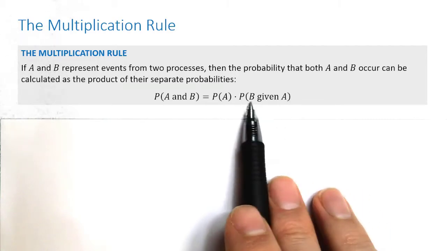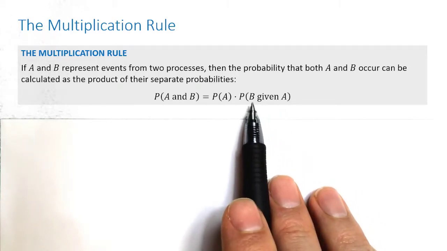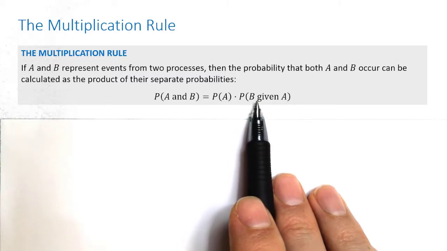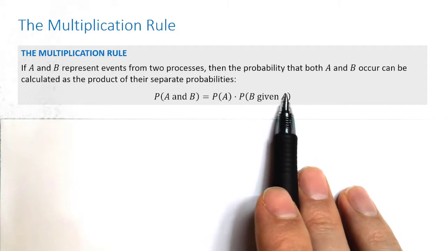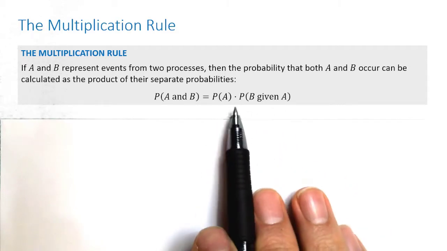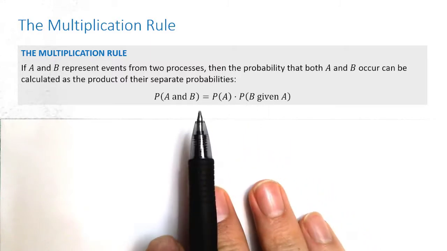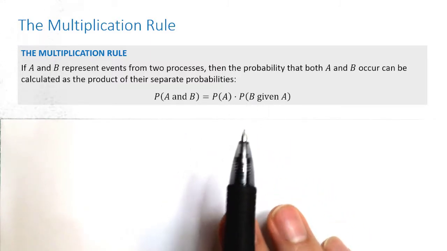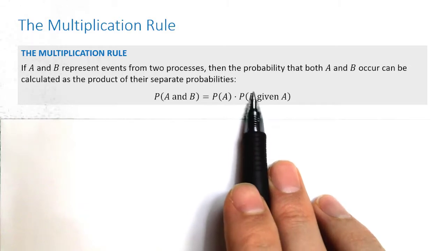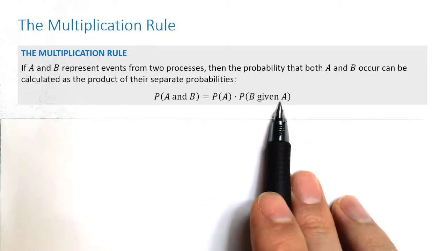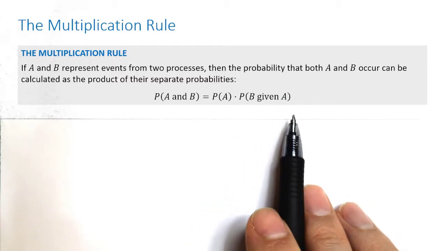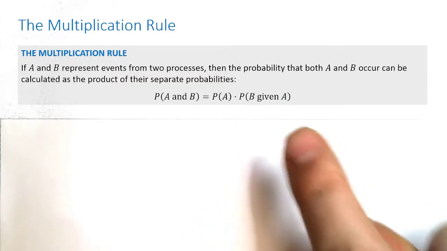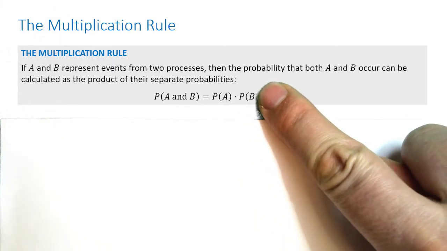So what is this B given A business? Well, that means it's the probability of B given that we have knowledge about something else having occurred, right? So what we were just talking about in this independent versus dependent events is that if two events are independent, then the probability of B doesn't depend on A, right? So the probability of B given A is the same as the probability of B. So for independent events, this can be ignored, okay? So we can just multiply the two probabilities.